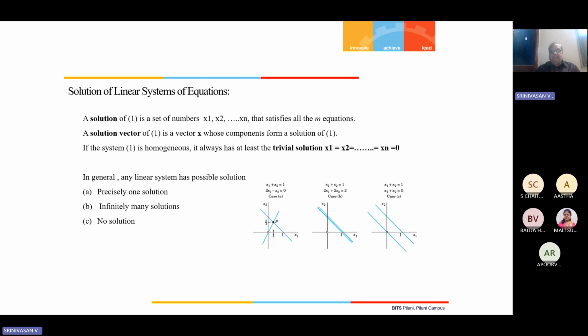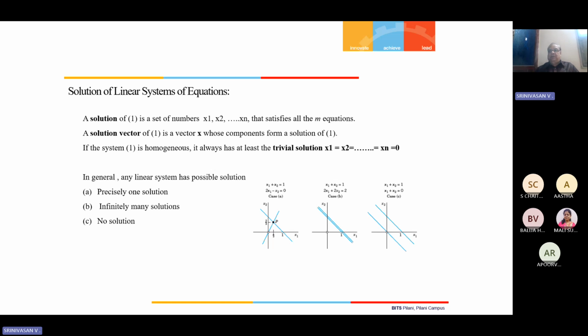Remember, if you have two equations apparently, but one is a multiple of the other, they are in fact one and the same. 2x1 plus 2x2 equal to 2 means it is 2 times x1 plus x2 equal to 1. Therefore, equations 1 and 2 are the same. When there are two unknowns but one equation, you have to assume a value for one and get the other. The value of the second variable depends purely on the assumption of the first one. As long as you assume the value of any one of them, you will be able to generate infinitely many solutions.